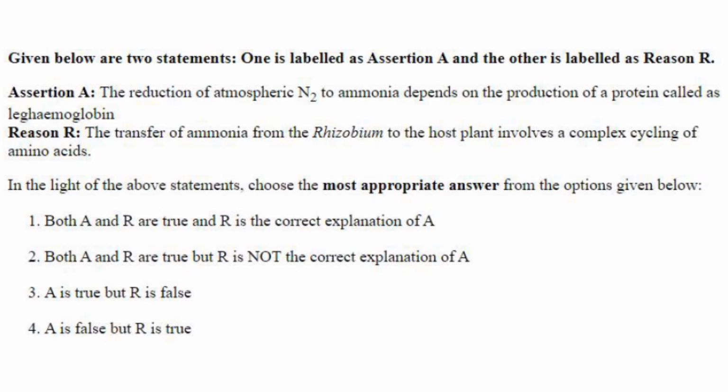Then assertion-reason questions. The reduction of atmospheric nitrogen to ammonia depends on the production of a protein called leghemoglobin. That is correct. The transfer of ammonia from the rhizobium to the host plant involves a complex cycling of amino acids. That is also correct, but it doesn't explain the assertion. So A and R are true, but R is not the correct explanation of A. Answer is option 2.